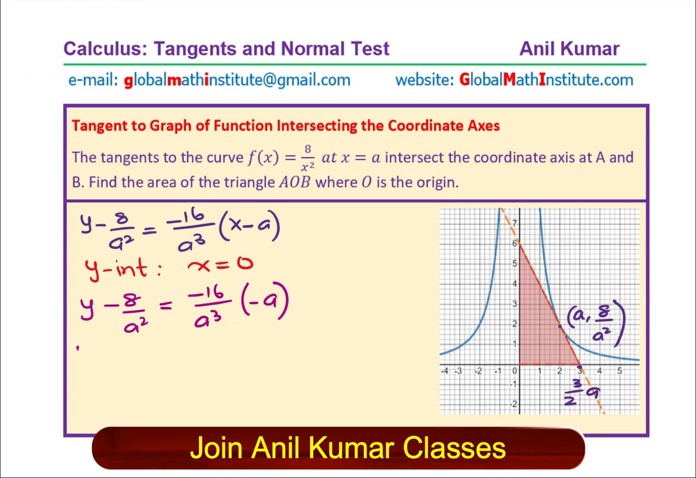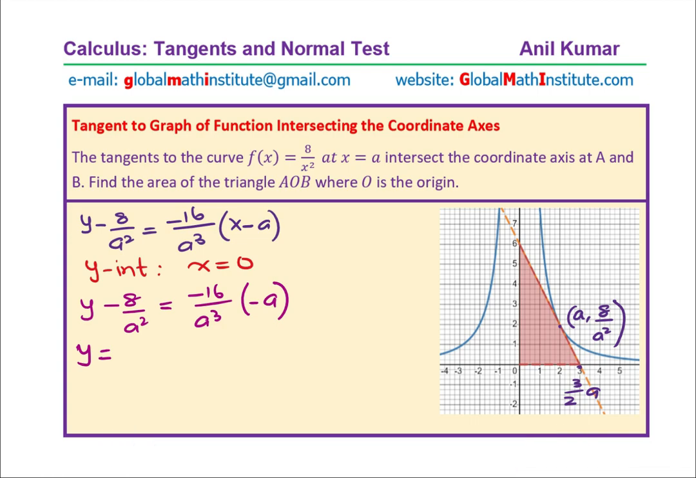So that means y equals, we can take it to the right hand side. 16 gets multiplied with minus a, so we get plus 16, right? So we have 16 over a squared plus 8 over a squared, which is 24 over a squared, correct? So we have the y-intercept, which is 24 over a squared. So we have both x and y intercepts.